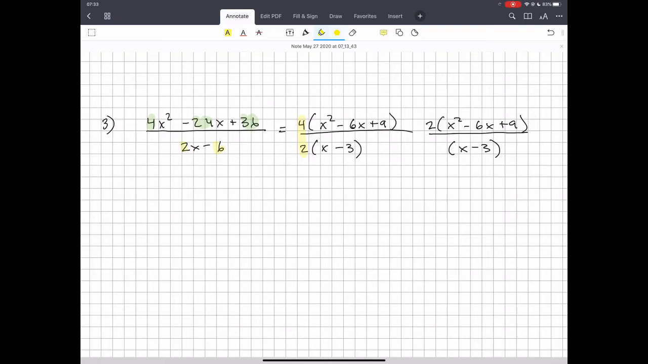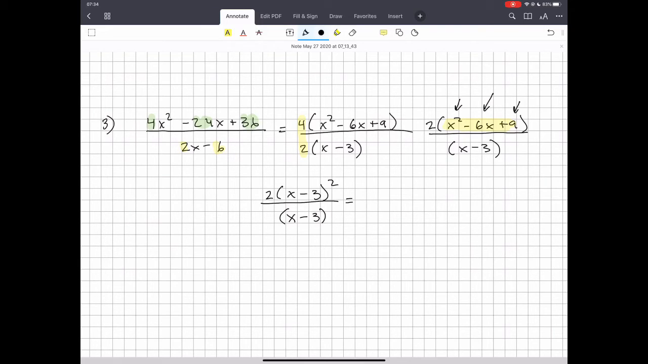And to continue this, I need to factor this trinomial. The x squared minus 6x plus 9 is one of our perfect square trinomials. And we know from our special cases that we can factor this into x minus 3 squared. And that's all going to be divided by x minus 3. I don't need the parentheses there in the denominator, but I've included them.